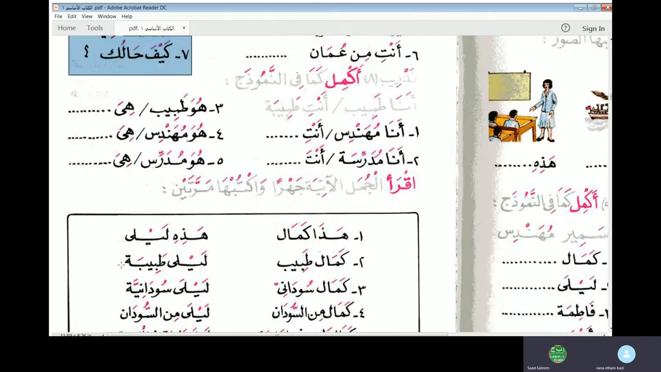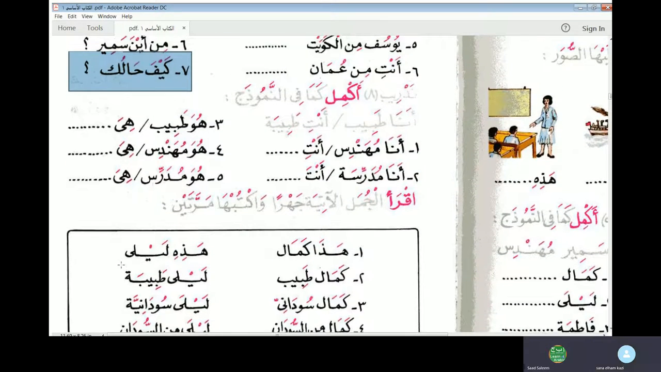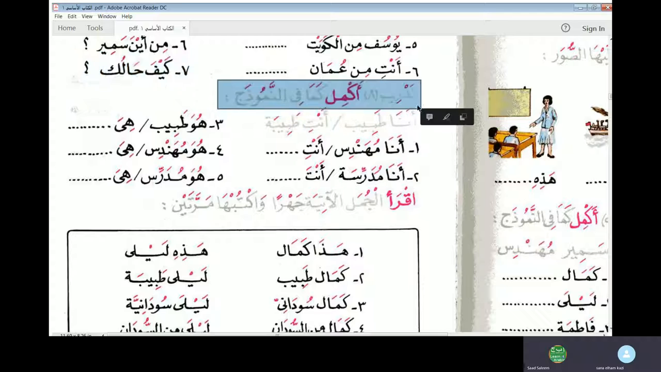Okay, then. كيف حالك؟ How are you? أنا بخير الحمد لله. Exercise: what do you say? Complete like in the example.